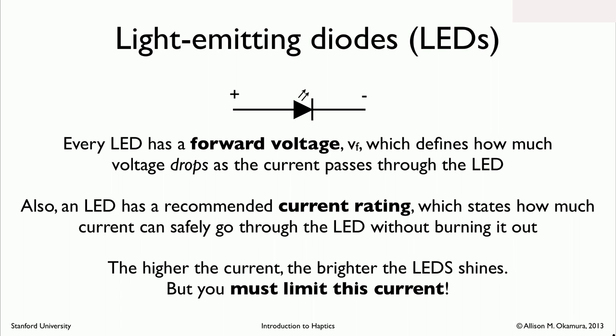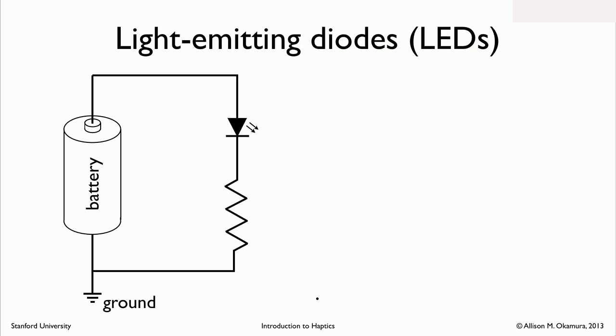And what happens sometimes if it burns out is that it creates a short in the circuit, and then that circuit element is gone, and that can actually damage other things in your circuit, like your Hapkit board. So you have to find a way to limit this current. And we'll look at how to do that with the circuit now.